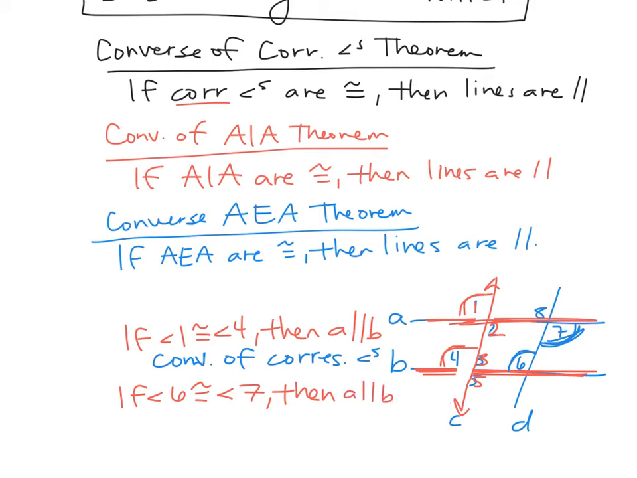Which converse is that? What kind of angles are 6 and 7? Alternate interior angles. So that's the converse of alternate interior angles. Okay. What if, this is super messy, sorry.